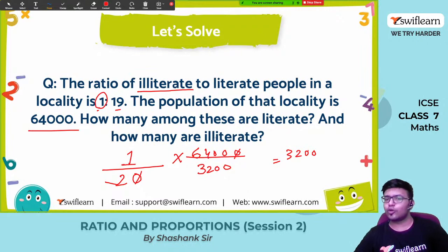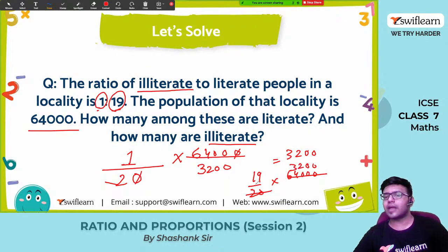And how to find the number of literates? So 19 by 20 into 64000. If I simplify, I get 3200. Now, 19 into 3200, how to do it?